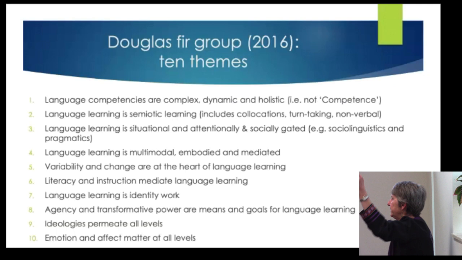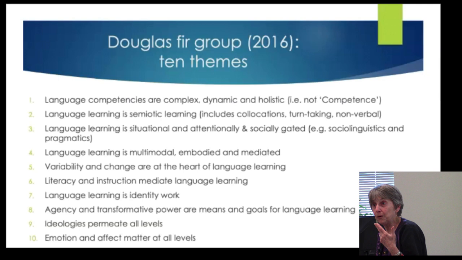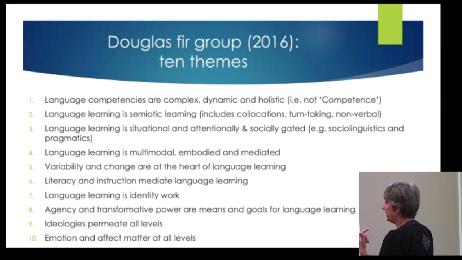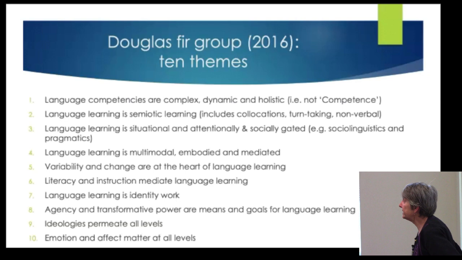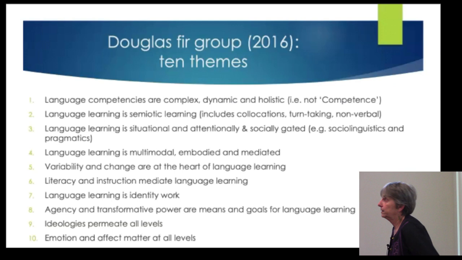Yay, says Elaine. Literacy and instruction, yes. Language learning is identity work, right? That's Bonnie Norton's voice. But think about it. That 1972 study by Gardner about identity, right? And willingness to empathize with other peoples and shift your identity. That was there from the beginning. This is not new, right? It's just getting credibility, finally. Agency and transformative power are means and goals for language learning. Ideology permeates all levels. Emotion and affect matter at all levels. So we're not just talking about cognition.